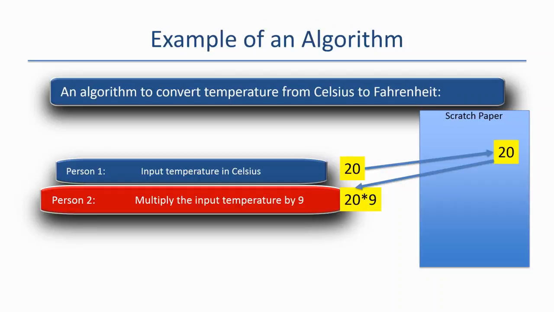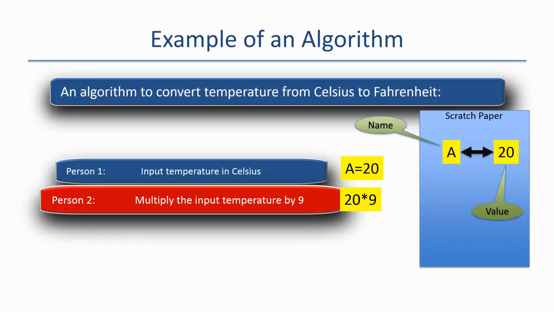However, to pass this to person number 2, we need to give it a name so we can refer to it. So let's imagine we give it a name like A. A is not a particular name. You can call it anything else that you want. It's just a name which is given to 20. So A is associated with 20, A is a name, and 20 is the value of it.